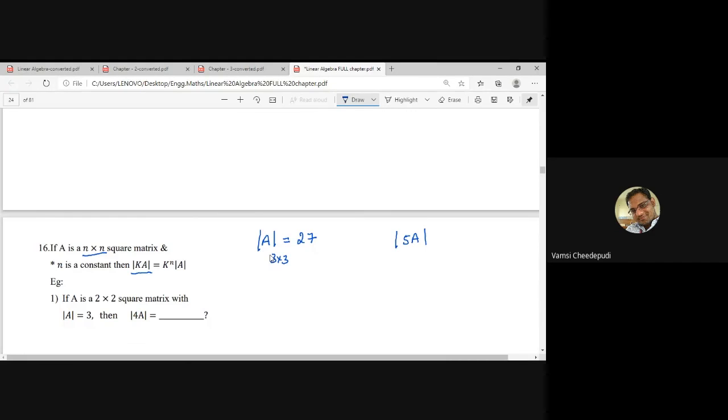Determinant of 5 into A is nothing but 5 power n, n means order, that is 5 cube into det A. 5 cube into det A, which is 27. Sir, the same property you already discussed earlier, sir. 27 into k into k into k, 27k cube. There k cube, here 5 cube. Yes, my dear students, both are same. You are right.